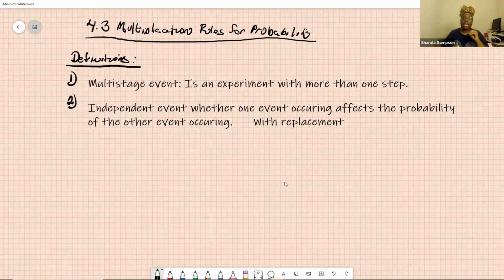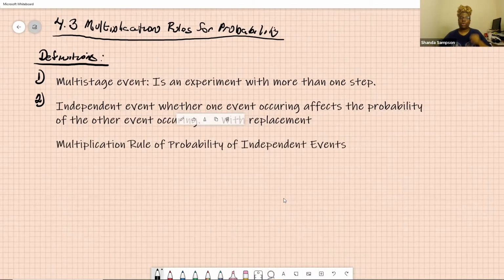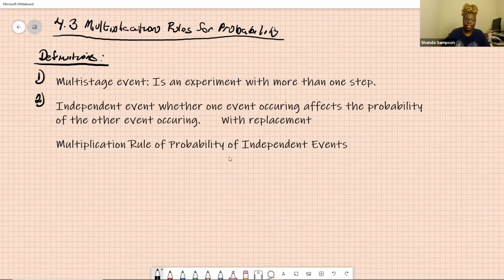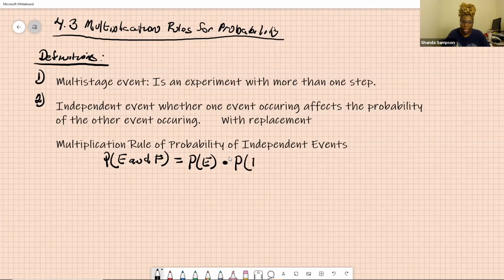And when we have independent choices, we're going to move to our first multiplication rule for probability, which is going to be the multiplication rule for probability of independent events. So we're going to talk about the multiplication rule of probability for independent events. And what does that mean? That says that the probability of an event, of event E and F, is equal to the probability of E times the probability of F.